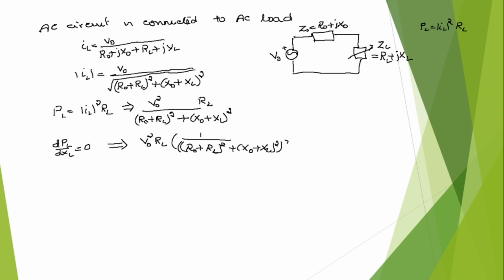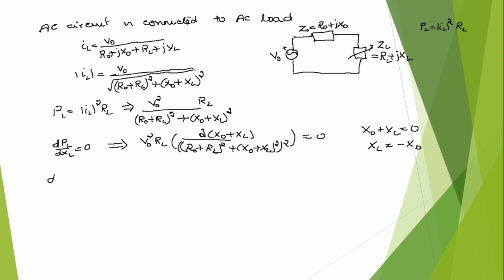The differentiation of 1 by V is minus 1 by V square dV. So what is the differentiation of this? 2 into X0 plus XL equal to 0. This is 0 only when the numerator is 0. That means X0 plus XL equal to 0, so XL should be equal to minus X0. So maximum power is transferred when XL is equal to minus X0.